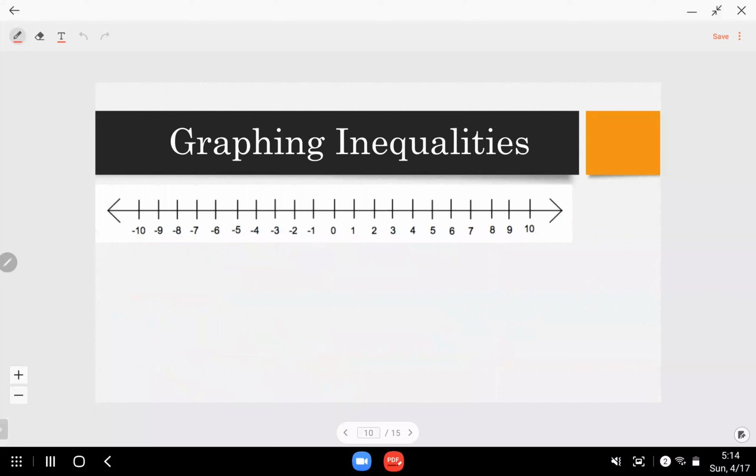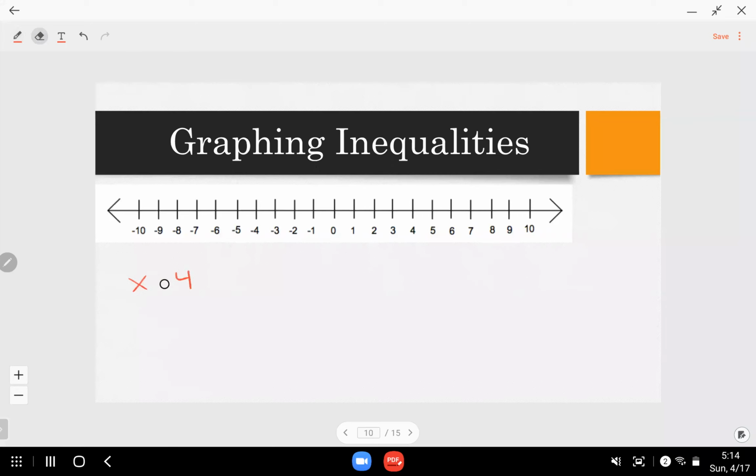Then graphing inequalities. So now we graph inequalities. When we want to graph inequalities, we need to go from a point and we either go greater than that point or less than that point. For example, x is greater than 4. Which point are we going off here?